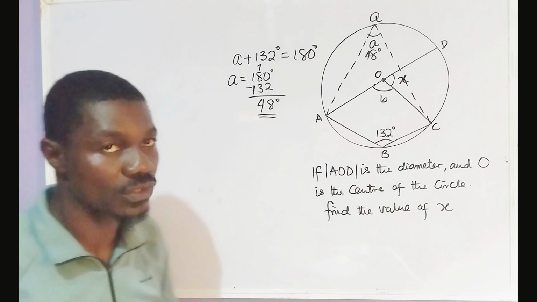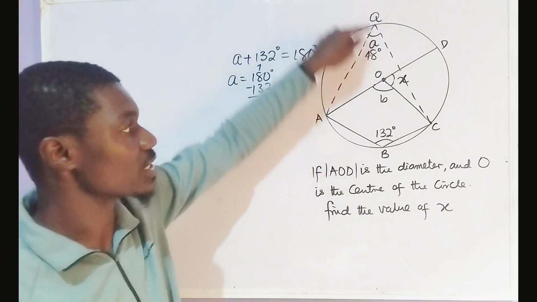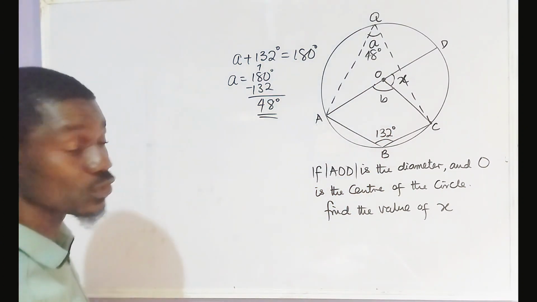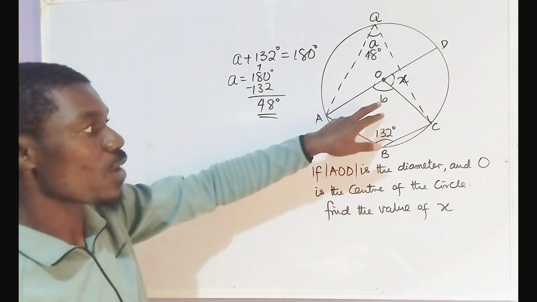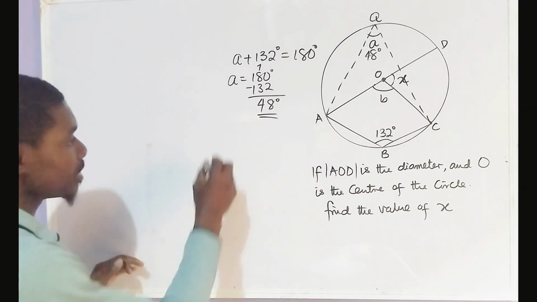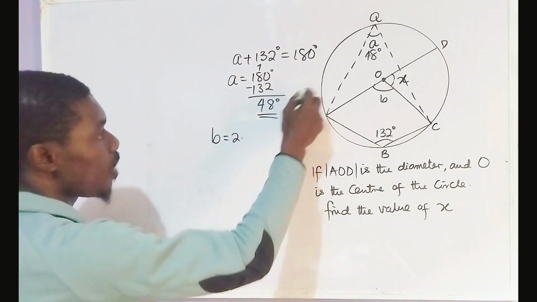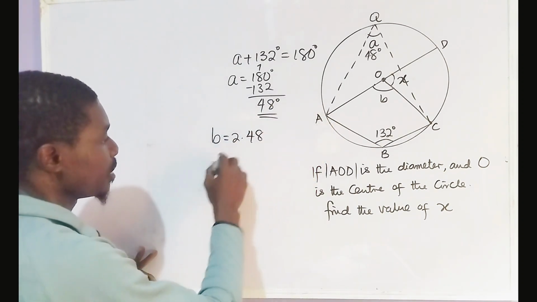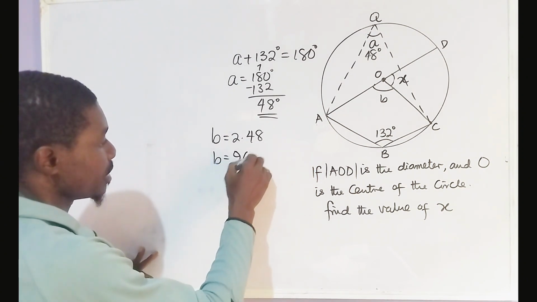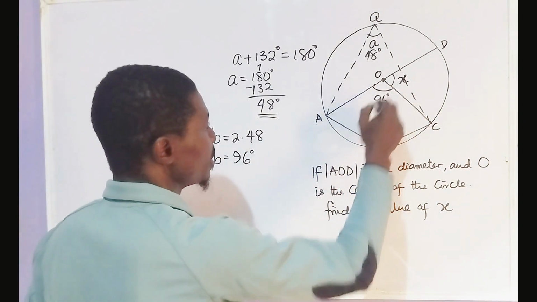Now that we've gotten the value of A, which is at the circumference, which also corresponds to B, which is at the center, we can now introduce this law that says that angle at the center equals 2 times angle at the circumference. So we can now say B, which is at the center, is 2 times the angle at the circumference. That will be 48. So here B will now give us 96 degrees. Now at this point, we can say this is 96 degrees.